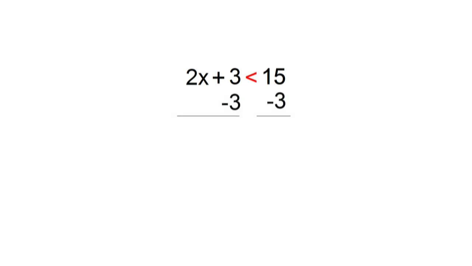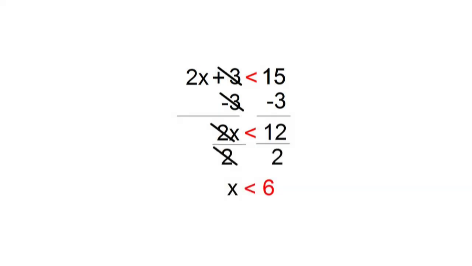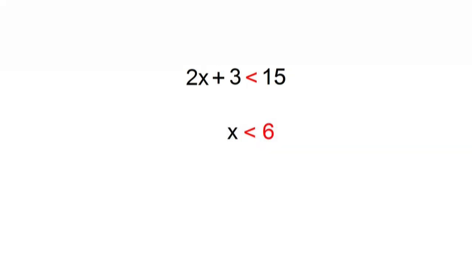According to the rules of algebra, I subtract 3 from both sides first, then I divide both sides by 2 to get the x alone on the left side and the number 6 on the right side. Okay, let's read it. It says x, or the numbers I'm looking for, always have to be less than 6. Remember, I was looking for numbers that I could plug into our original inequality to make sure that 2 times that number plus 3 will always be less than 15. So as long as I pick numbers less than 6, 2x plus 3 will always be less than 15.